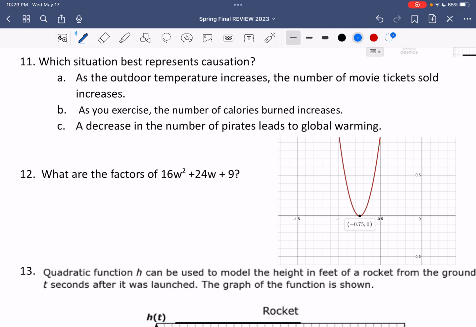All right, today we're going to go over 11 through 15. So this first one says, which situation best represents a causation? So remember, causation is a true cause and effect.